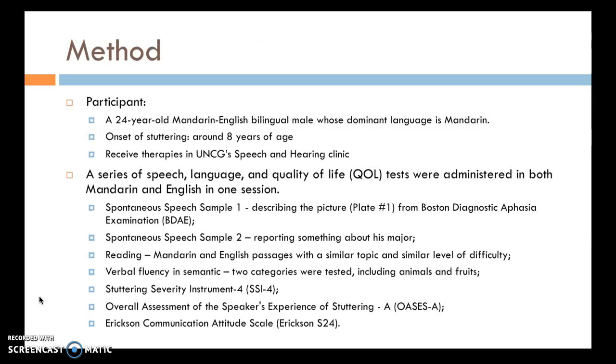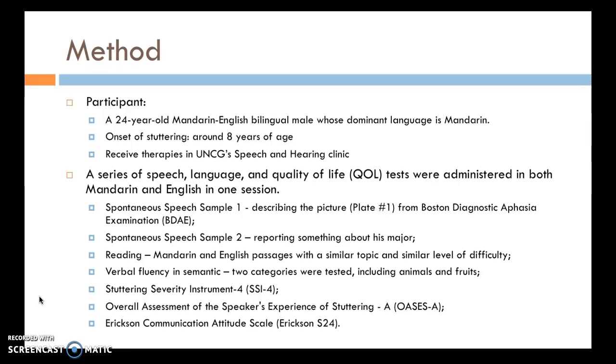First of all, the participant is a 24-year-old Mandarin-English bilingual male whose dominant language is Mandarin. According to him and his mother, the onset of stuttering was around 8 years of age, and he has been receiving therapy at the UNCG speech and hearing clinic for almost 2 years now. In the study, a series of speech, language, and quality of life tests were administered in both Mandarin and English in one single session.